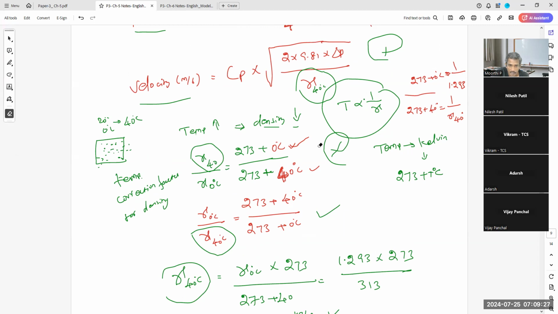Wait, I write the value. Here equal to for 0 degree Celsius. For 0 degree Celsius, what is the value? 1.293. Here 40 degree, here top side. Please always keep it like this. Now understood?